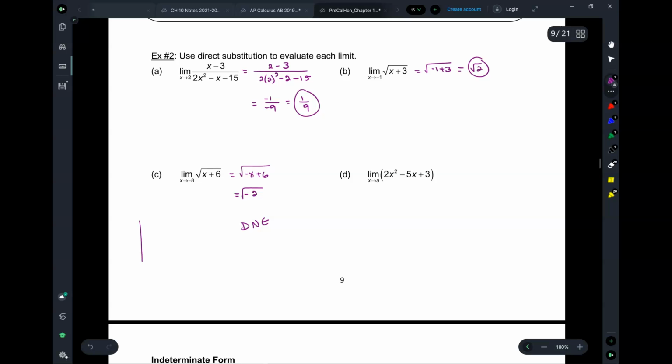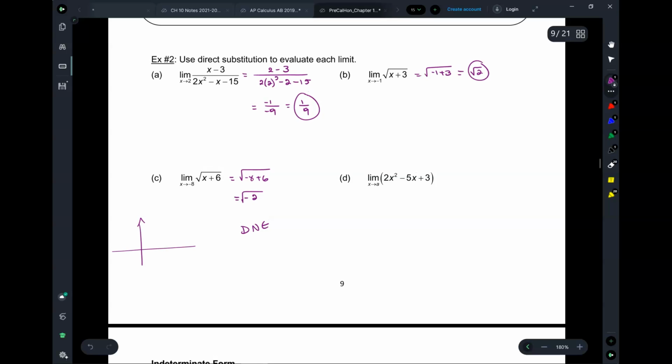So what happened here? Why is this DNE, if you think about it? If it's the square root of x plus 6, this is negative 6. That's how that looks, right? But now we're evaluating it at negative 8. There isn't even a graph there. The graph doesn't even exist over there, right? It's like barren country over there. So there's nothing there.